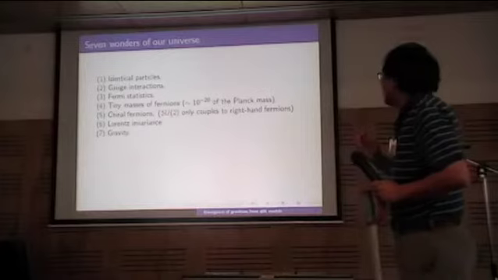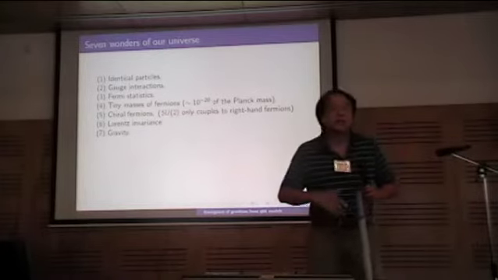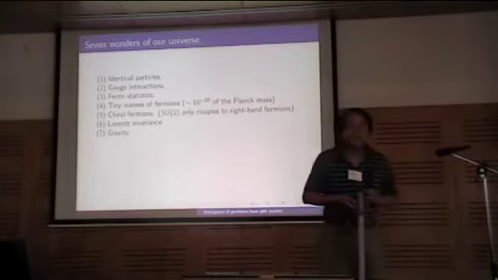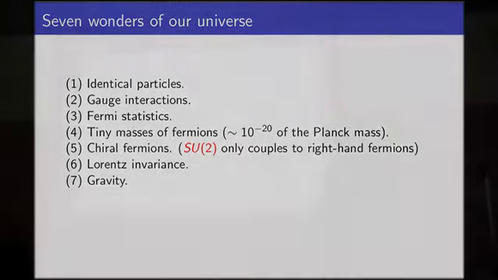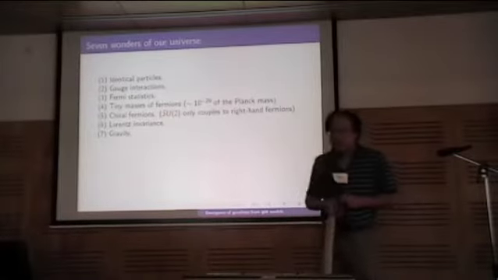Okay. So we know that our world is described by the standard model and general relativity, where there are seven deep facts, I call them mysteries or wonders, that were put in by hand into the theory. One is that we have identical particles, we don't know where they come from, and all the gauge interactions, why, and who ordered the fermion, why the fermion mass is so much lighter than the Planck scale, why weak interaction only couples to the right-hand fermion, where Lorentz emergence comes from, and where gravity comes from.